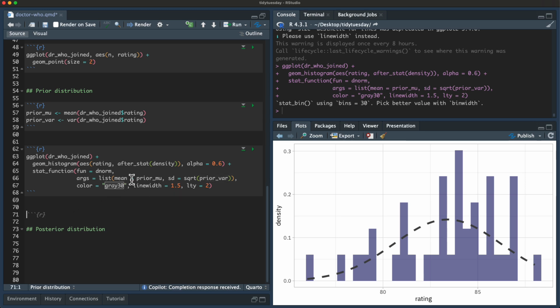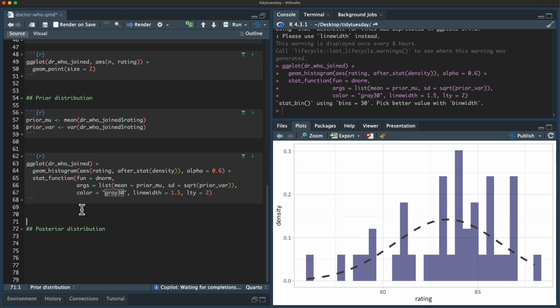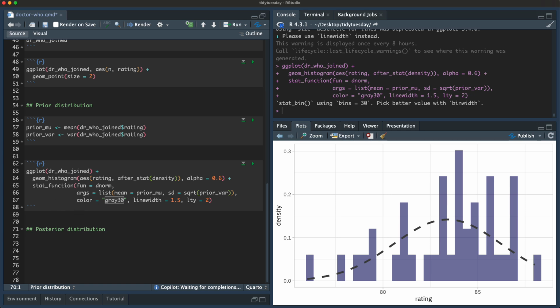Okay, so this is the first part. We found the prior distribution using empirical Bayes, which means we learned it from the data here. And now we can do the posterior distribution, which is where the shrinkage happens.